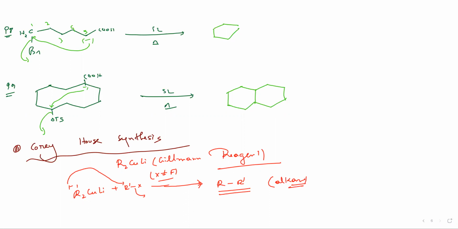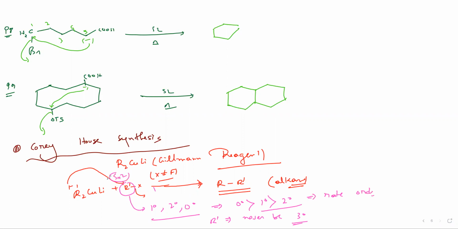Okay, and remember this R' substrate can be 1 degree, can be 2 degree, can be 0 degree, but R' can never be 3 degree substrate. Now remember one thing, for 0 degree substrate rate is high, then 1 degree, then 2 degree. That is the rate order. Remember this reaction is normal SN2 reaction. SN2 is substitution nucleophilic bimolecular or second order reaction.